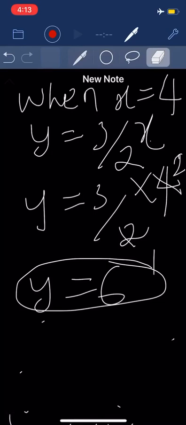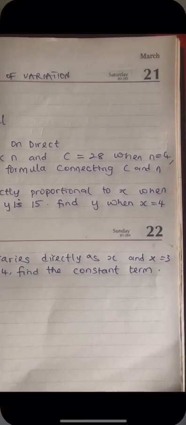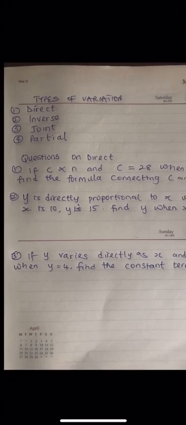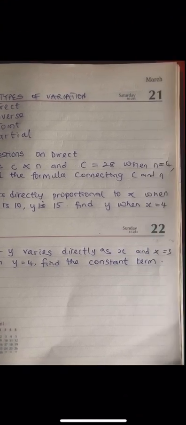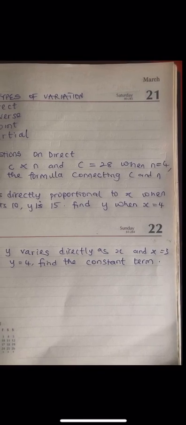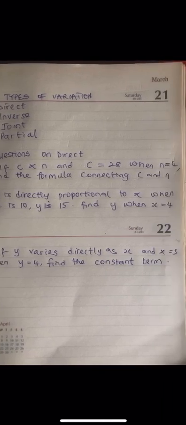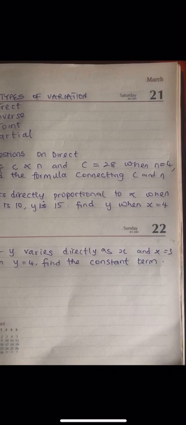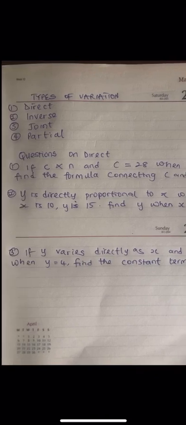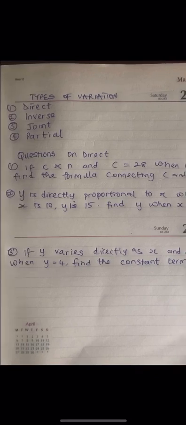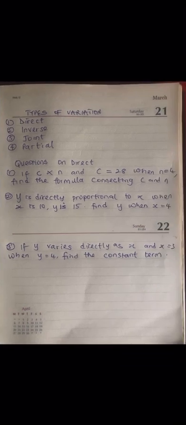Okay, so this is the solution to that question. All these questions are definitely past questions for JSS3. I'm going to take these two, and the third one, I expect you to do it for me. The third one says y varies directly as x, and x is equal to 3 when y is equal to 4. Find the constant. The constant here refers to only k, so you actually look for the value of k. That's all. Okay, thank you.